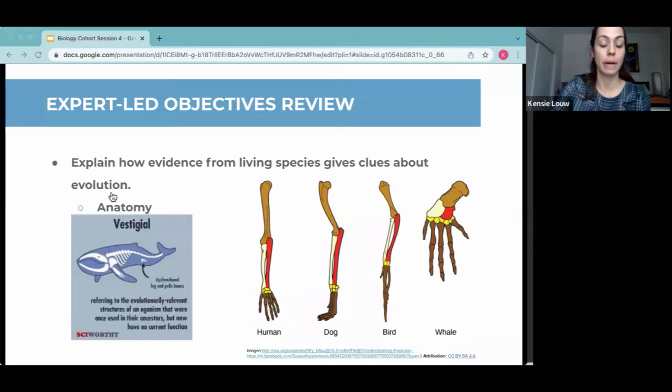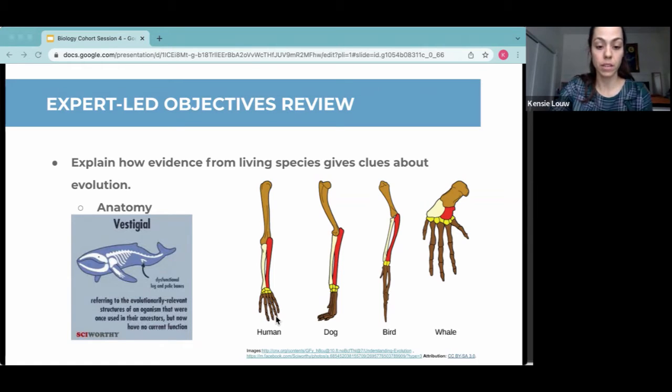Okay, so let's talk about these pieces of biology that can give us clues about evolution. So first is anatomy. The first example of anatomy that can give evidence for evolution is something called homologous structures. When two or more different species share similar physical features, even though they might be vastly different species, that's often because they derived from the same common ancestor.